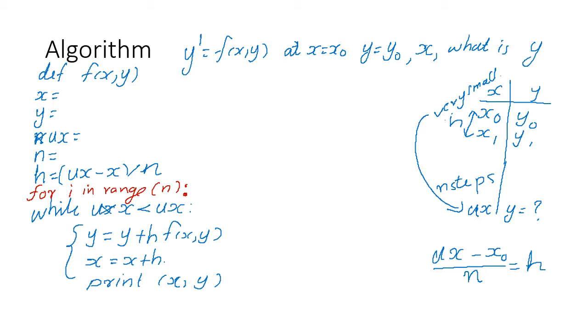Now let's consider the previous example in which our f of x, y is 2x. You must begin with x equal to 0 where y is equal to 3. Hope you remember.